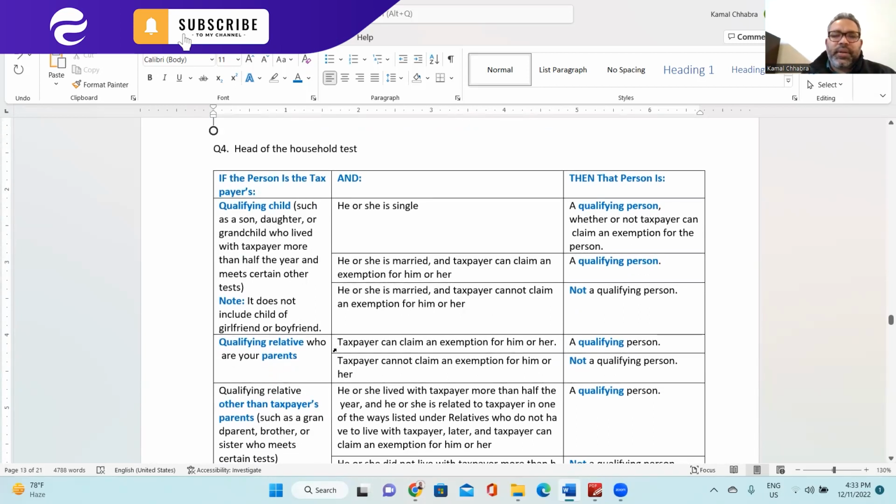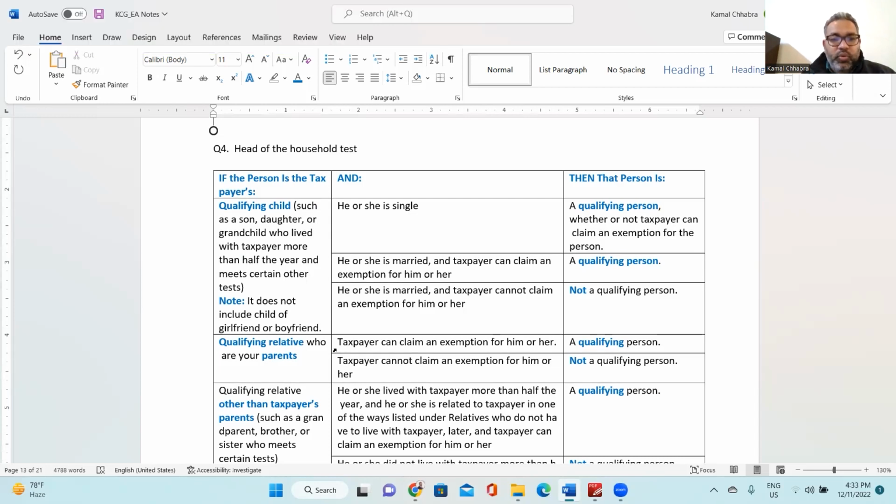So first one is the qualifying child. If a person is a taxpayer, a qualifying child such as a son, daughter, or grandchild who lived with the taxpayer more than half of the year and meets certain other criteria is considered a qualified child. It does not include the child of any girlfriend or boyfriend. Like in the US, most of the time, what is important over here for you is to consider yourself a resident of the United States of America, then probably you will feel more comfortable digesting those concepts.